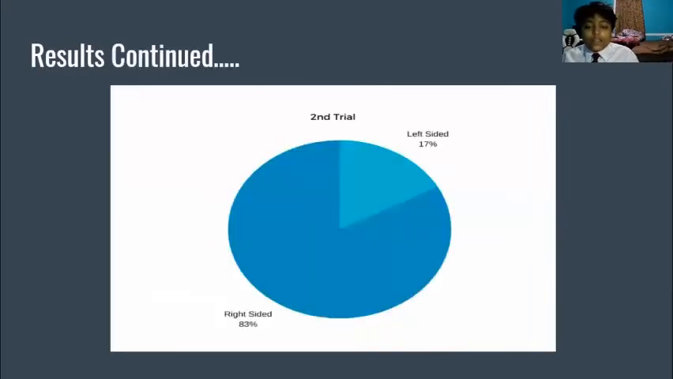Results continued. This is my second trial. This graph supports my hypothesis because in this graph, 83% are right-sided, and in my hypothesis, I expected above 75% to be right-sided, and 17% were left-sided.